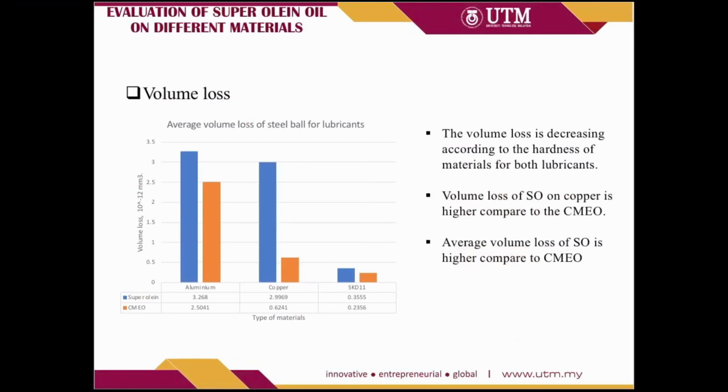For the volume loss, the trend decreases according to the hardness of materials for both lubricants. The volume loss of superolin on copper is higher compared to the commercial mineral engine oil, and it can be seen that when wear increases, the coefficient of friction decreases. This also affects the volume loss of the ball, and may be related to the increase of shear strength of the ball and the chemical attack on the surface by the fatty acid in palm oil.